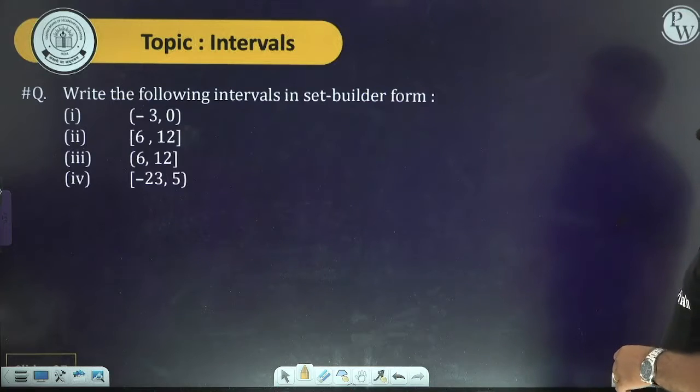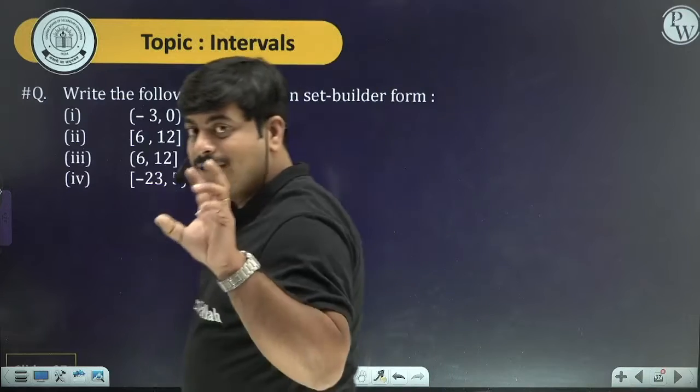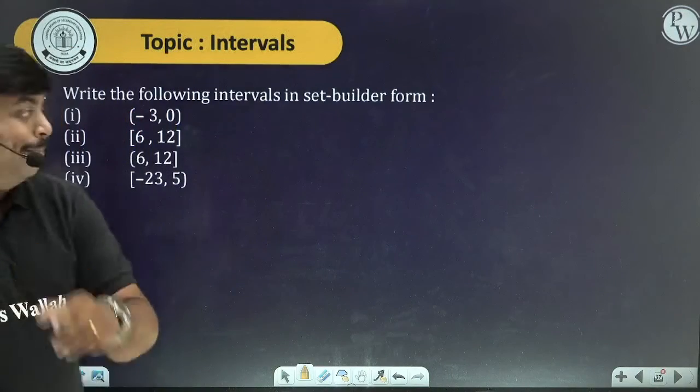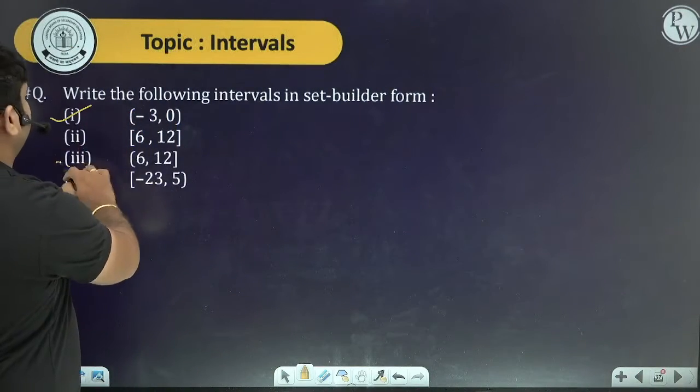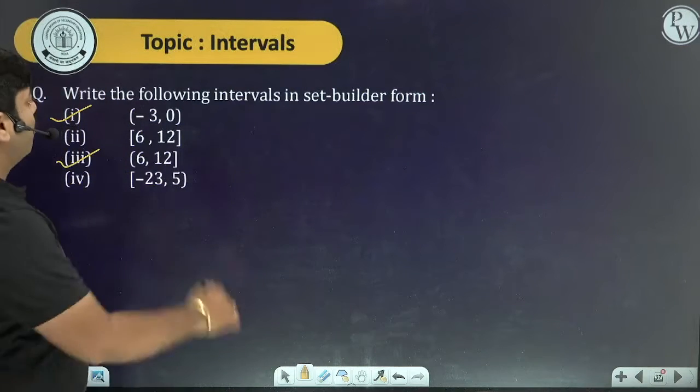Right. Next, write the following intervals in set builder form. Now it is in the reverse format. Set builder, I will explain to you. Let's say the first and third one. The remaining you can do later on yourself. Set builder form: minus 3 comma 0.